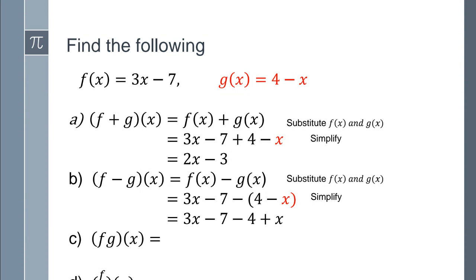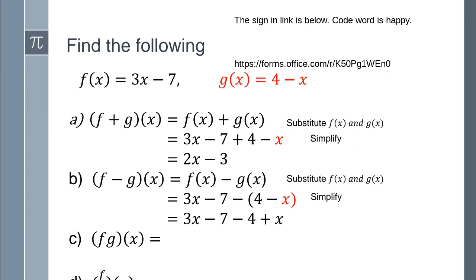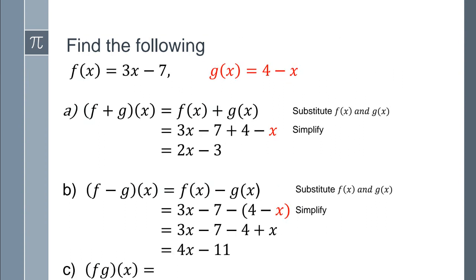Now I can combine my like terms. I have two like terms that have a variable, the 3x and the x. So 3x plus x is 4x. And I have two constants, or two numbers that don't have variables. I have minus 7 and minus 4. So there's going to be minus 11. Yes? So our answer is 4x minus 11. When I subtract function f with function g, the answer is 4x minus 11. Questions so far? I hope this is easy stuff, right?